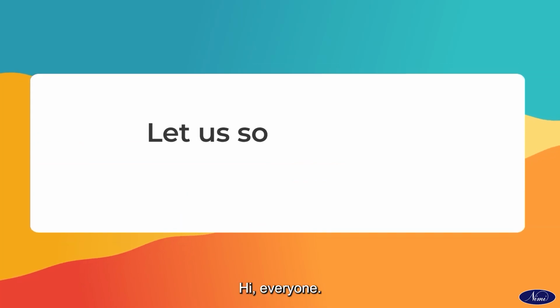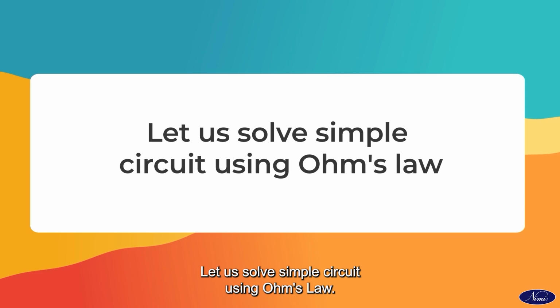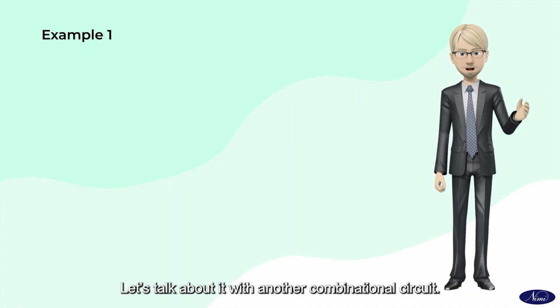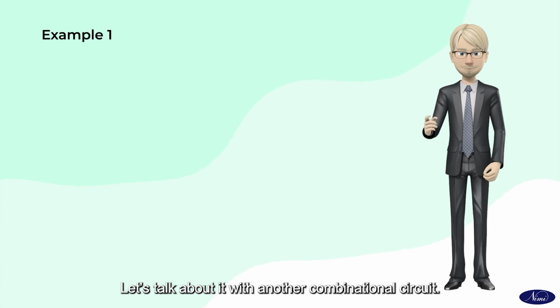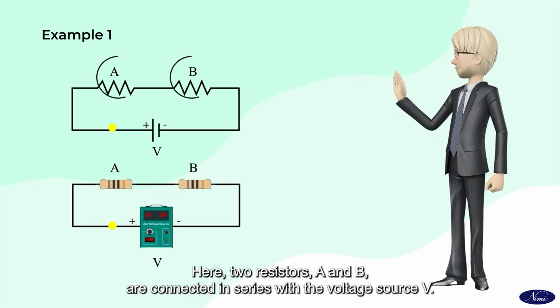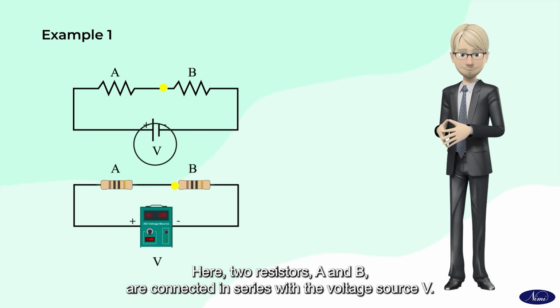Hi everyone. Let us solve simple circuits using Ohm's law. Example 1. Let's talk about it with another combinational circuit. Here, two resistors A and B are connected in series with a voltage source V.